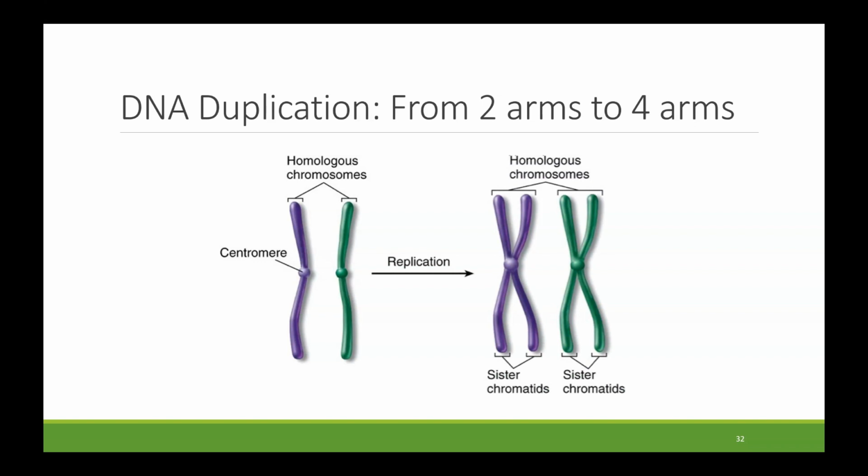So the P arm will be copied, and now there are 2 P arms. And the Q arm will also be copied, and now there are 2 Q arms, and all 4 arms remain attached at the same centromere. So it's a little bit confusing because the things you see on the left are called chromosomes, and the things you see on the right are also still called chromosomes. However, on the right, after duplication, they now consist of what are called 2 sister chromatids. A sister chromatid is one set of P arms and Q arms together.